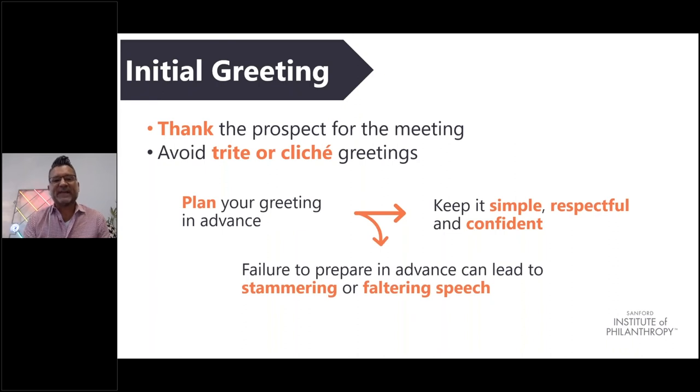Failure to prepare in advance can lead to stammering or faltering speech. Again, whenever you have an opportunity to role play these scenarios, please do so. Create that donor persona of the individual that you're going to meet with and practice with a coworker or a friend or a mentor. Give them that persona and have them be that person for you to rehearse your initial greeting and your presentation with.